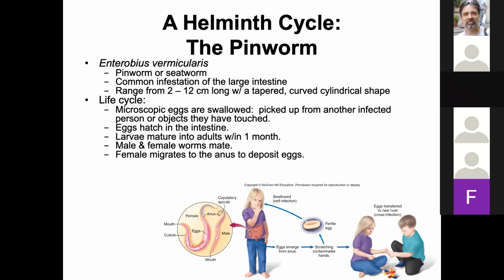And you can see in the inset below that they look different, okay? The female then migrates to the anus to deposit the eggs, which is followed by itching, okay? The scratching is then going to spread the eggs. One of the ways you can tell if you've got a worm infection is to put tape over the anus. And then if you look at the tape, the eggs will be attached to it, okay? You can do the same for your pets, right?